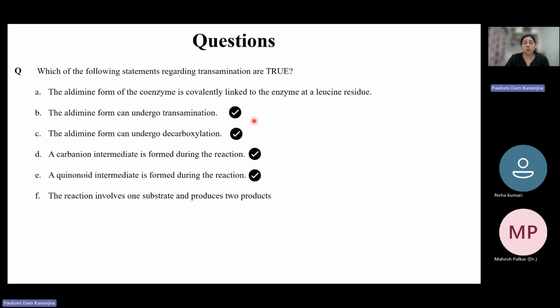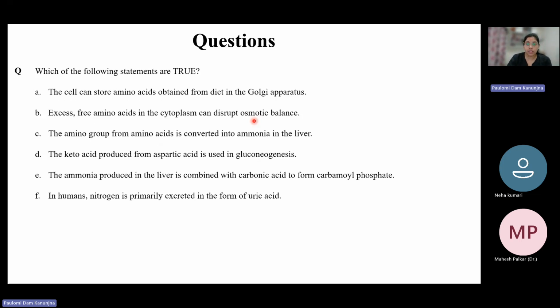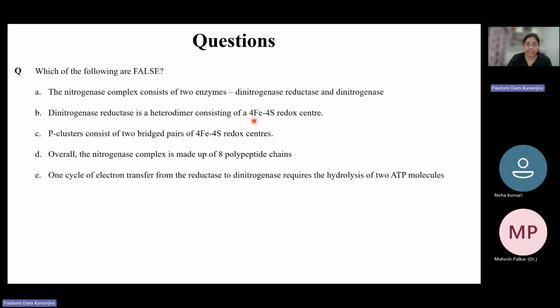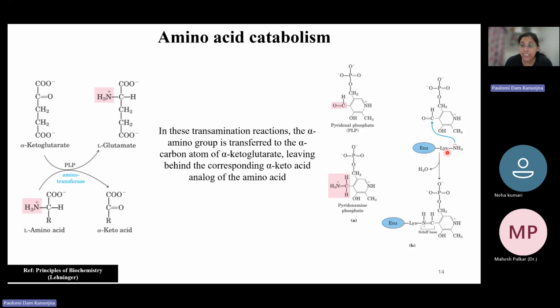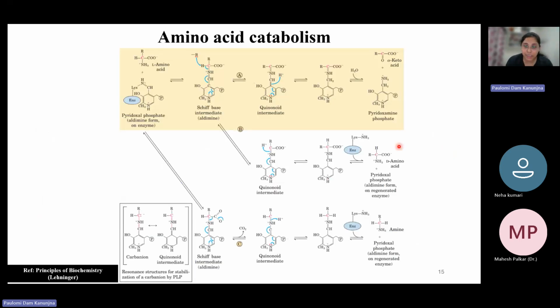Okay, so let me take you to the slide. This is a slide that is of importance to this question. So the first one says the aldimine form of the coenzyme is covalently linked to a leucine residue. It is incorrect. It is a lysine residue. That's why it's false. Your deduction is correct, but it's not leucine, it's lysine. Okay. The aldimine can undergo transamination. Yes. The aldimine can undergo decarboxylation. Yes. A carbanion is formed here which undergoes stabilization is also correct.